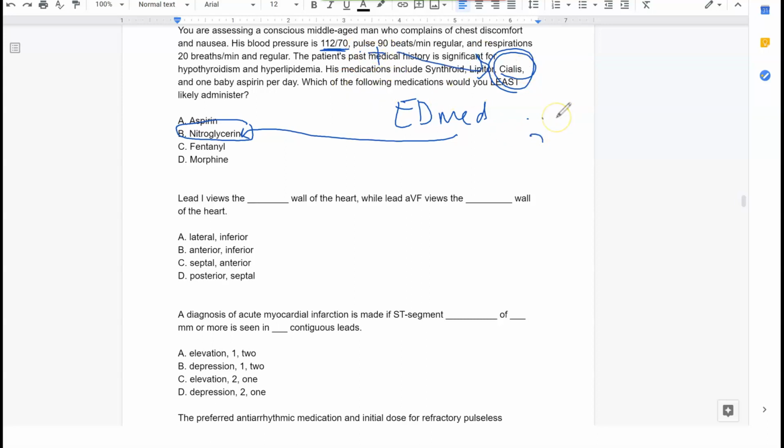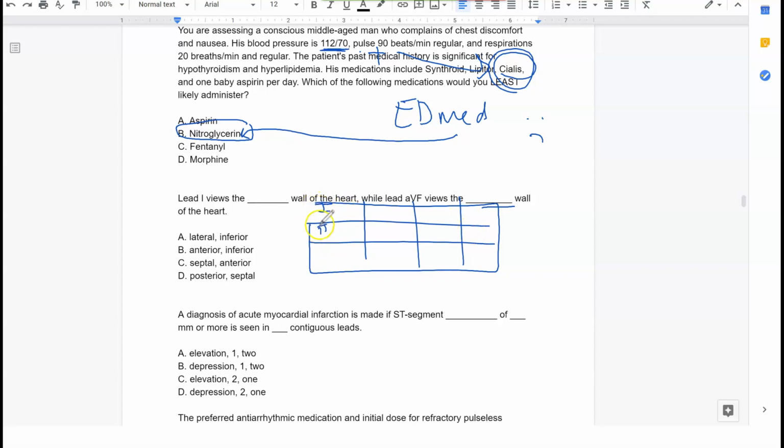All right, so lead 1 views the blank wall of the heart, while lead AVF views the other wall of the heart. So let's go back to our handy dandy drawing, right? So you have 1, 2, 3, AVR, AVL, AVF. So these are your lateral, and these are your inferior. So lead 1 is the lateral, and AVF is the inferior.